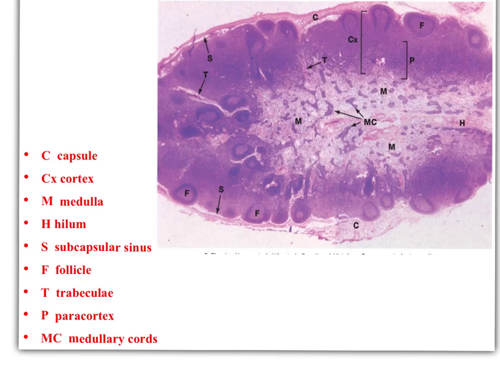Here we have also the subcapsular sinus. It is the whitish area under the capsule, and we have discussed it before. Also, we have the follicles, and we have 2 types of the follicles. This is the secondary follicle because it contains the germinal center, and it is discussed before.